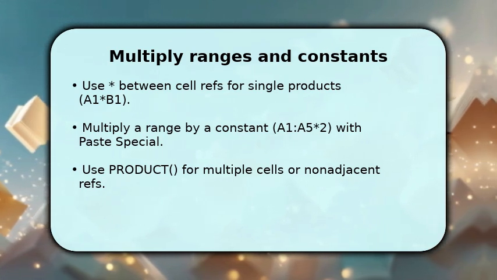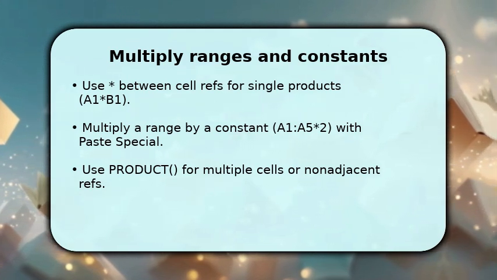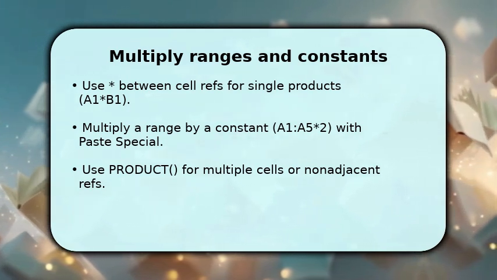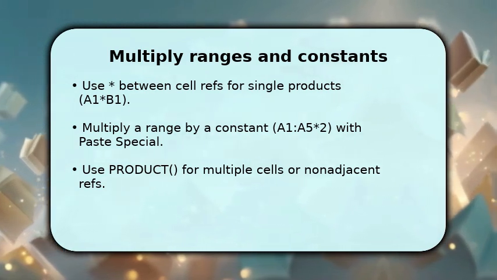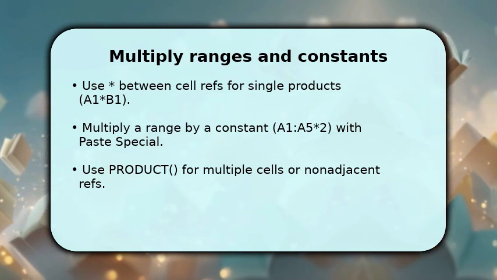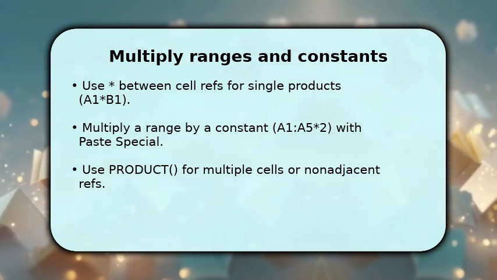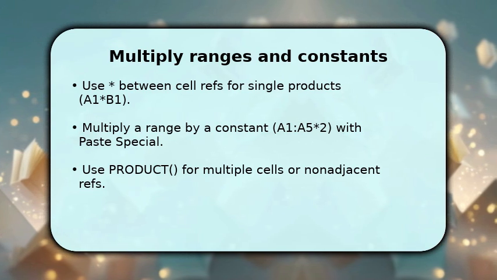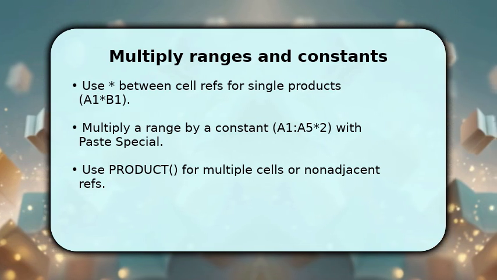For a constant multiplier across a column, enter the constant in a cell, copy it, select the target range, then use Paste Special Multiply to apply it in place. Alternatively, write a relative formula like equals A1 asterisk $C$1 and fill down. The dollar signs lock the constant. These methods save time and avoid manual entry, and they maintain links so values update automatically when results look correct.